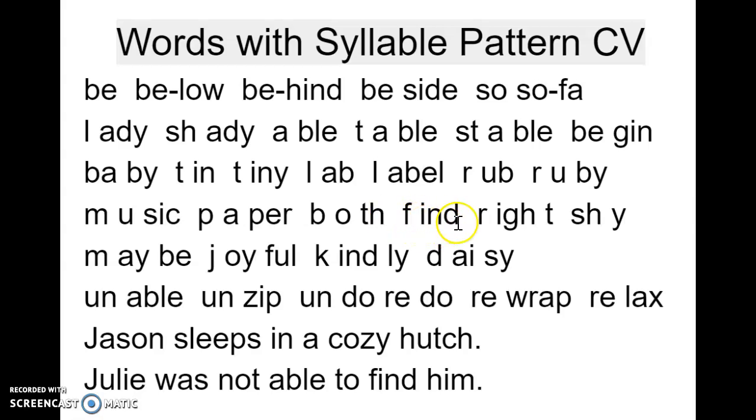find, right. IGH makes the long vowel I. Shy. There's another long vowel I. Maybe. Joyful. Kindly. Daisy.